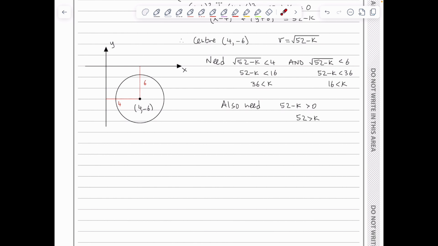I can therefore illustrate everything on a number line for k. We had k being greater than 16, there it is. We had k being greater than 36, there it is. And we have also arrived at k being less than 52. So we want all three of these inequalities to be satisfied. They are obviously satisfied between 36 and 52, which I have highlighted here in red. And therefore my final answer is that 36 is less than k, which is less than 52.